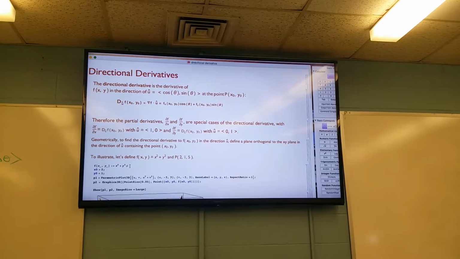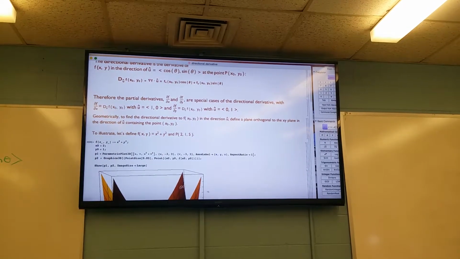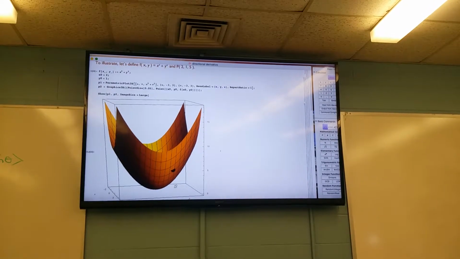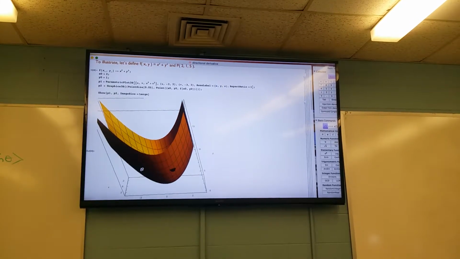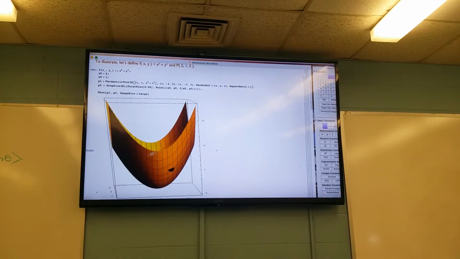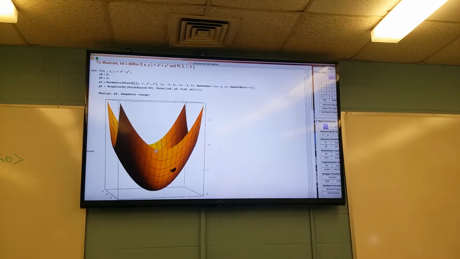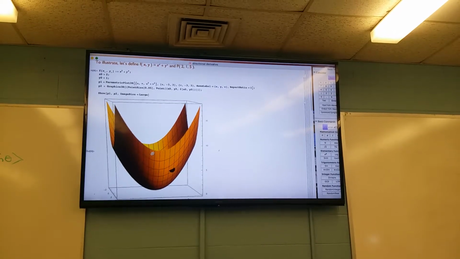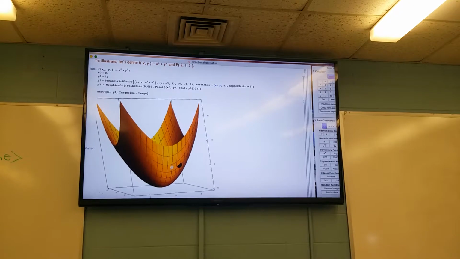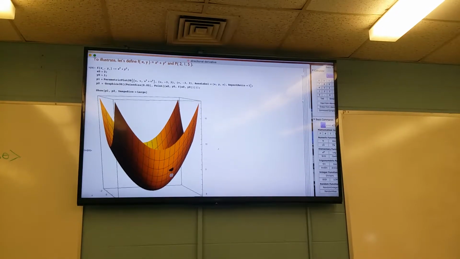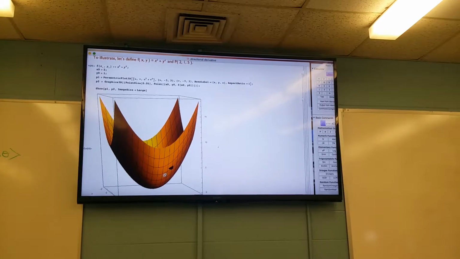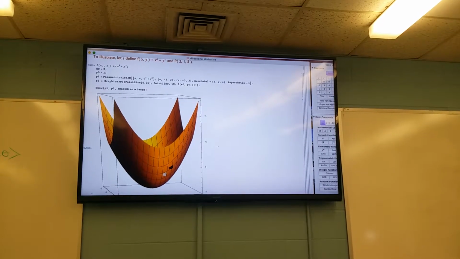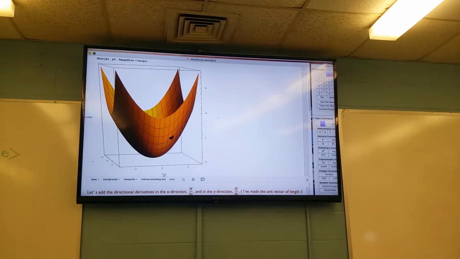Okay, so we're going to do this. Here's our paraboloid here. Okay, and there's the point 2, 1, 5. That black thing right there is our point. That's how the points look. All right? So here's what we're going to do.